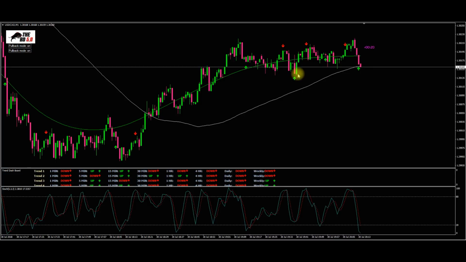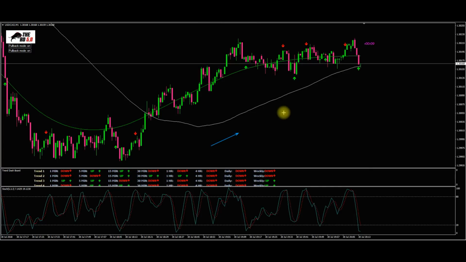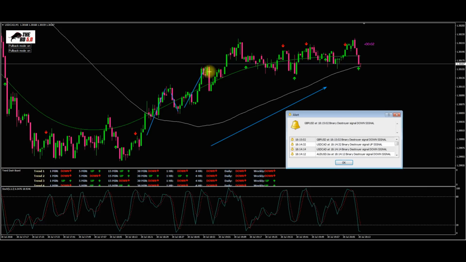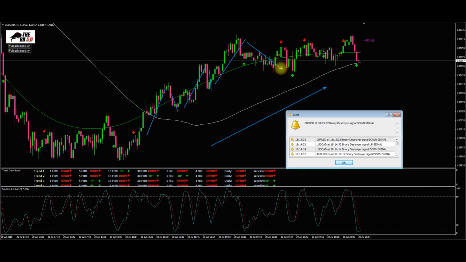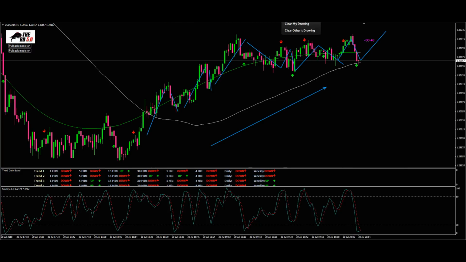Now, what kind of arrows do we want to be taking here? Do you want to be taking the red ones or the green ones? We want to be taking the green ones because it's an uptrend, correct? We take the green arrows with the trend. If I draw some lines, you can see the price trended up, pulled back, trended up, pulled back, trended up, pulled back. Something like that, okay? Now, we can use the stochastics as confirmation to get into a trade.